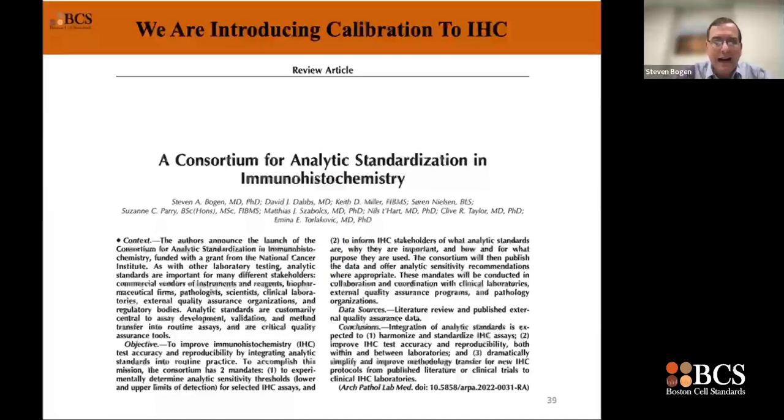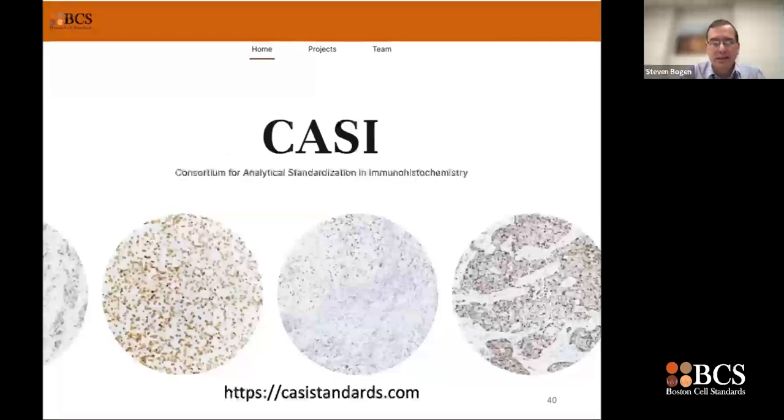The introduction of IHC calibration created the need to offer guidance to clinical IHC labs on the expected analytic cut points for the various assays that are widely used now for patient care. As a result, we founded the Consortium for Analytic Standardization in Immunohistochemistry. It's funded by the National Cancer Institute. The organization is described in this publication from Archives of Pathology and Laboratory Medicine. The consortium has a website, and that web address is listed at the bottom.